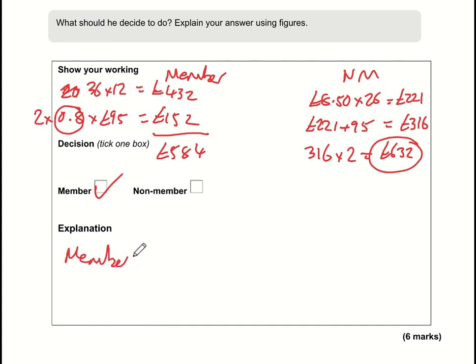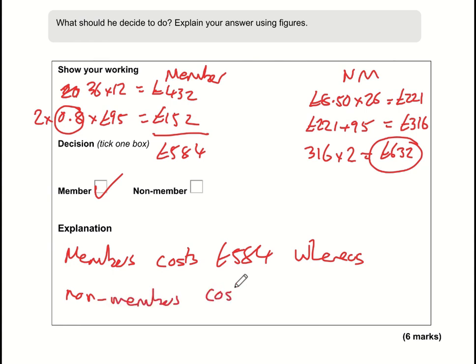Members costs 584, whereas non-members costs 632, and maybe make a note excluding insurance. But as I said, I didn't bother putting the insurance in there because it was the same price whether you're a member or a non-member.